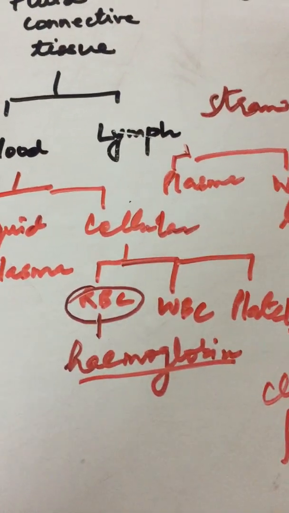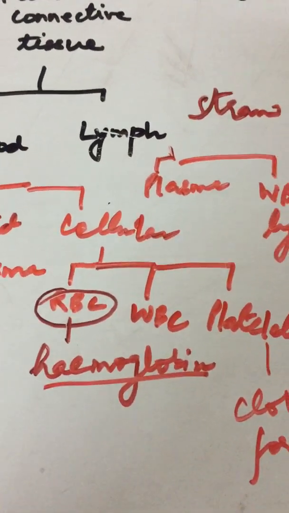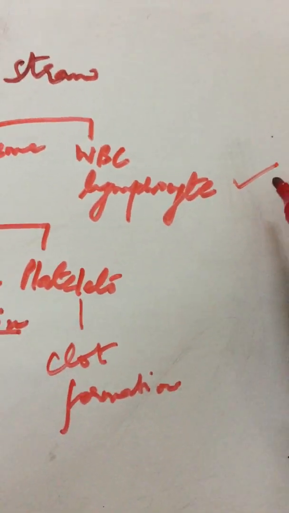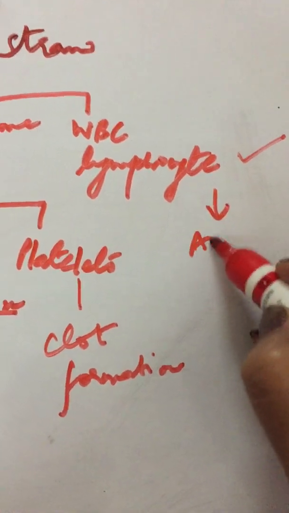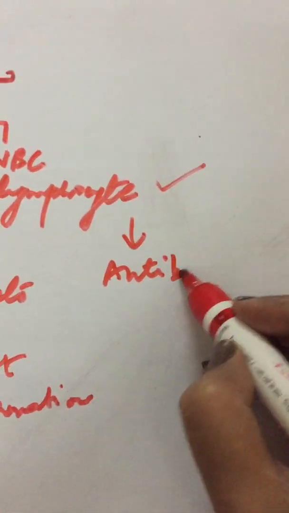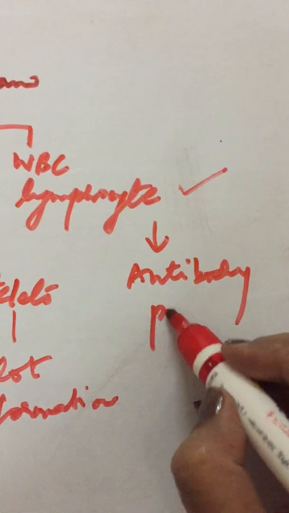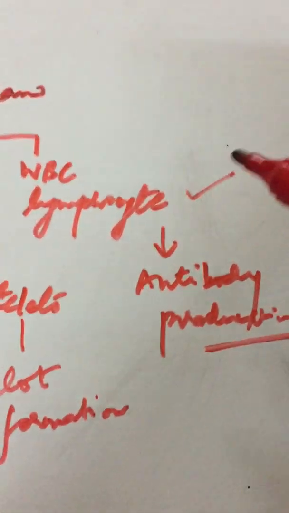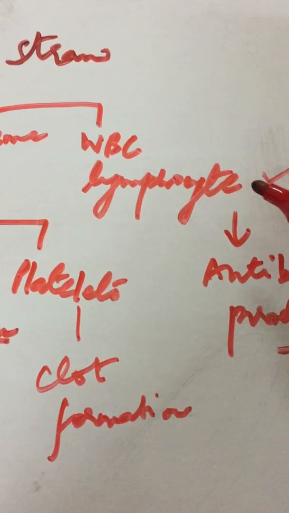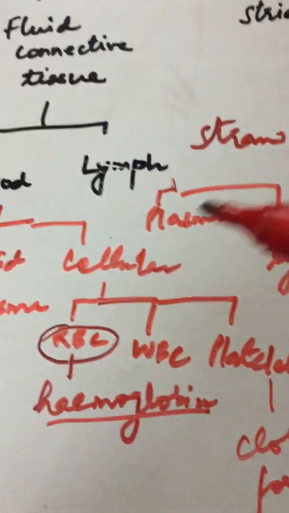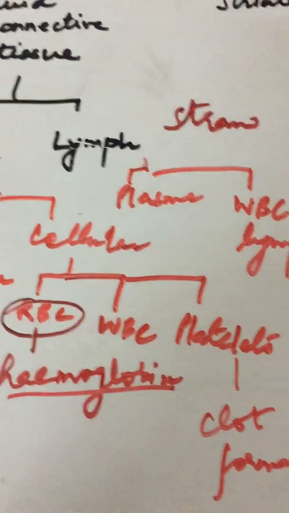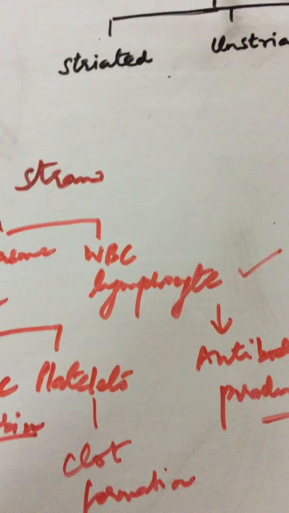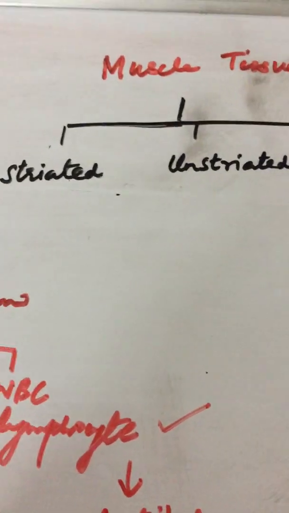Whereas lymph mainly forms the defense part of our body, because lymph basically consists of lymphocytes, and lymphocytes' main role is antibody production. Antibodies are produced by our immune system, basically by whom? By the lymphocytes. So lymph is mainly concerned with providing defense to the body as it helps in production of antibodies. Next we move on to muscular tissue.